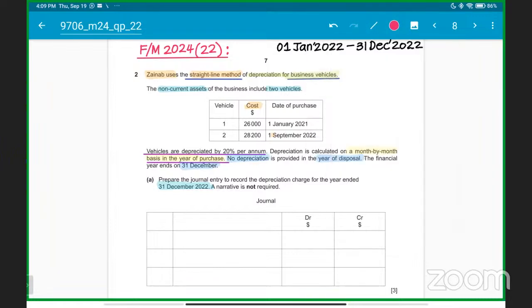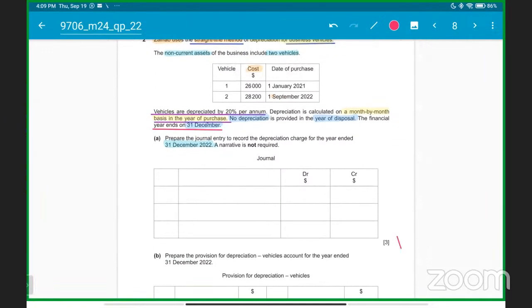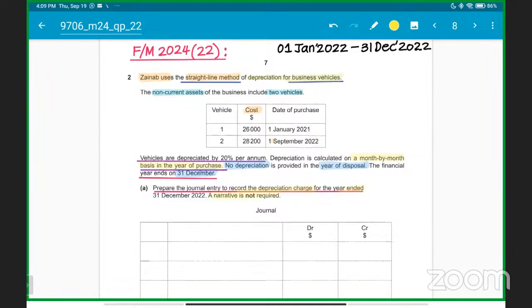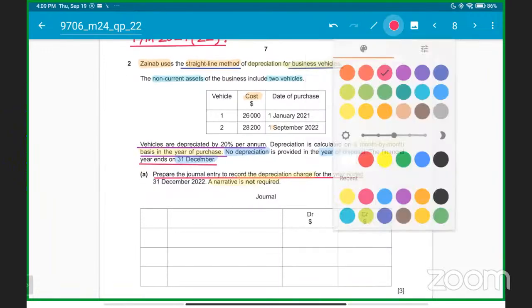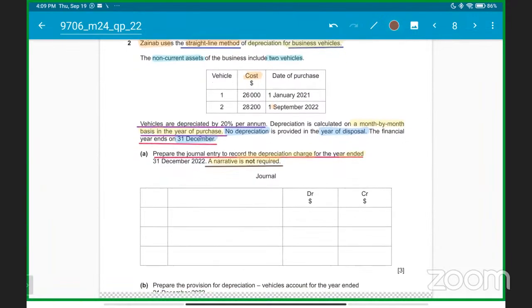If the year ends on 31st December, the year starts on 1st January. For 3 marks, we have to prepare the journal entry to record the depreciation charge for the year ended 31st December 2022. A narrative is not required, which means students don't have to provide any explanation.